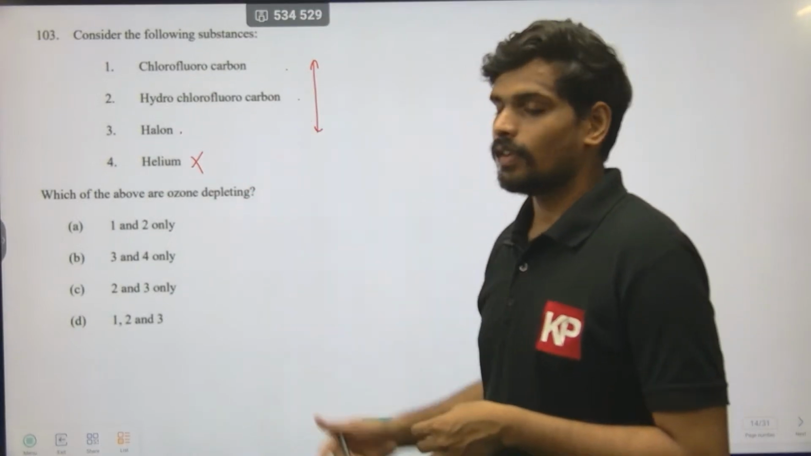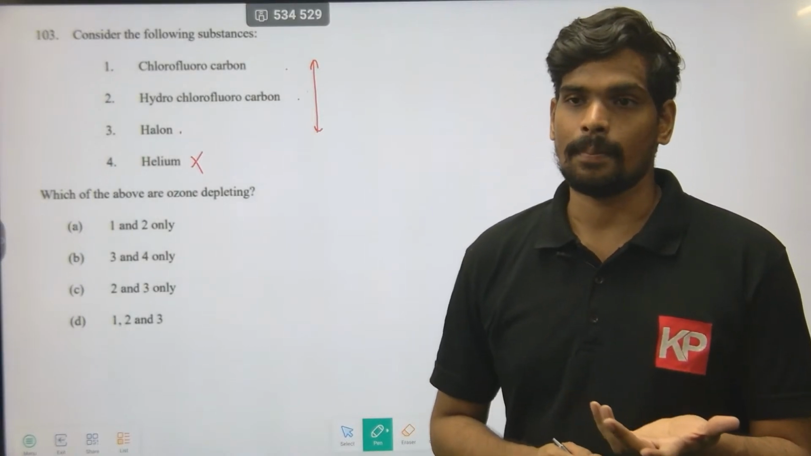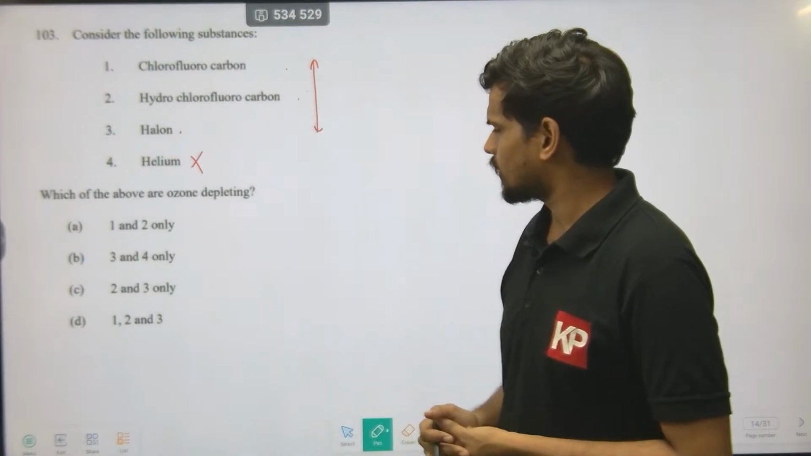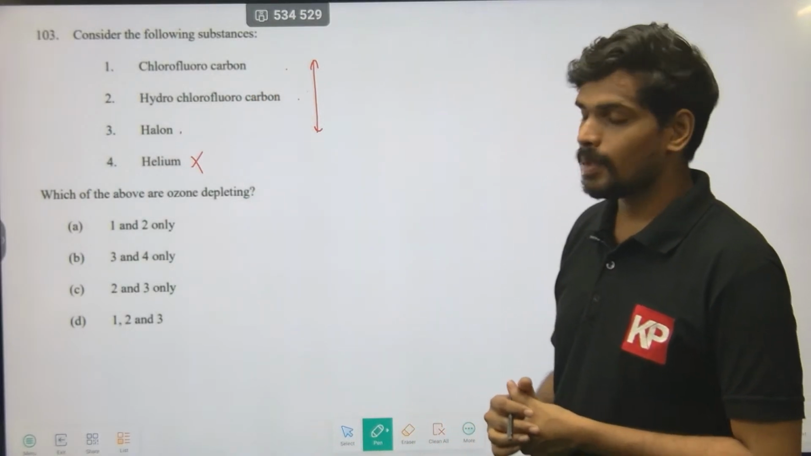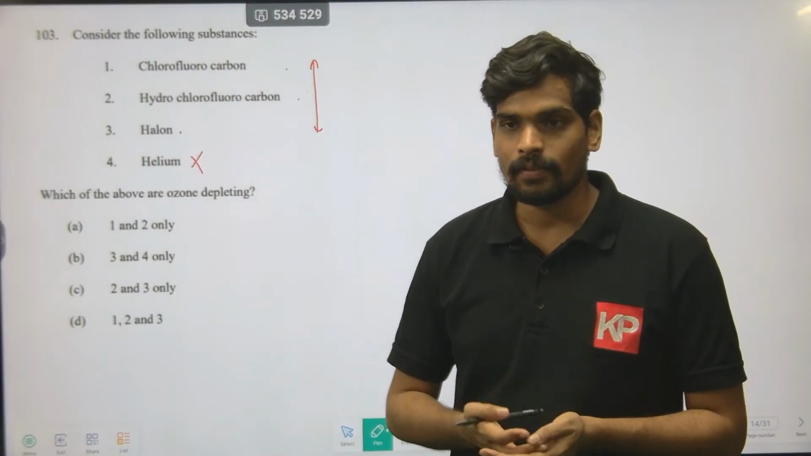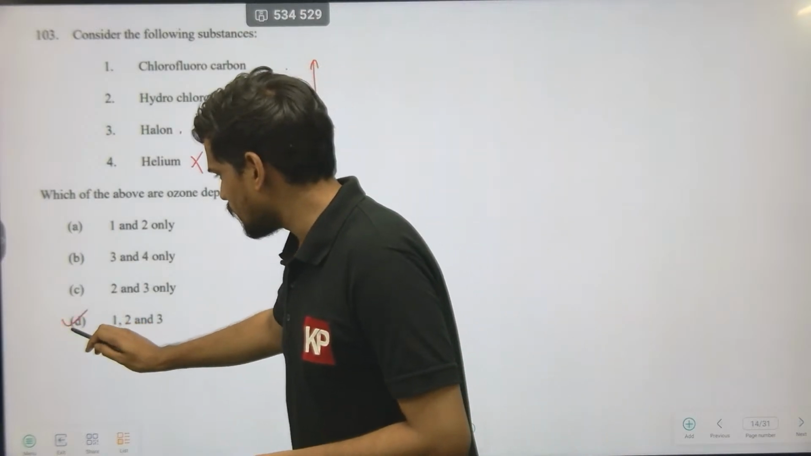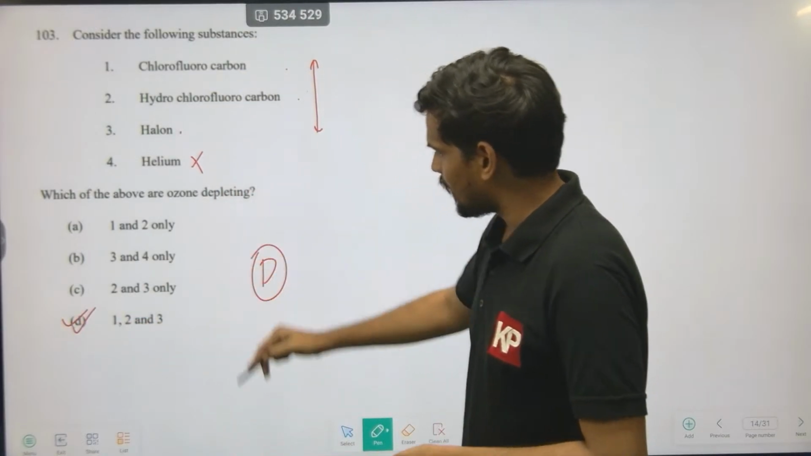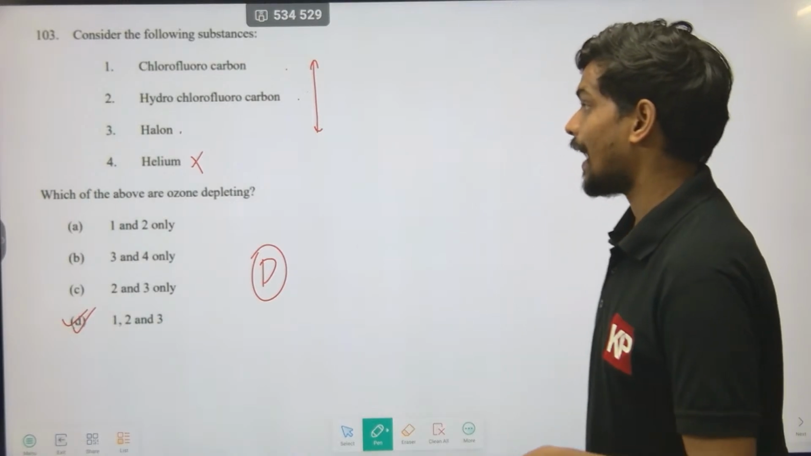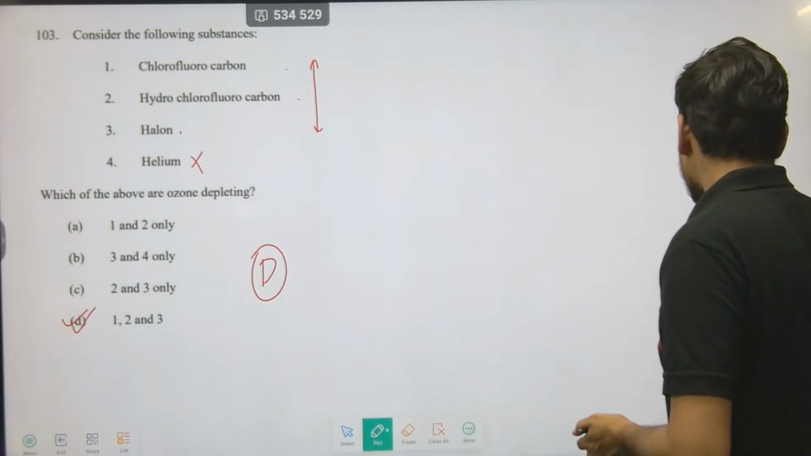But the first three, so halogen based compounds generally are ozone depleting in nature. So all the first three, option 1, 2 and 3, are halogen based. So you have chlorine, fluorine, halon also has bromine, which are basically halogen based compounds. So 1, 2 and 3 will be the correct option for ozone depleting substances in this question. Helium is an inert gas and it is not an ozone depleting substance as such.